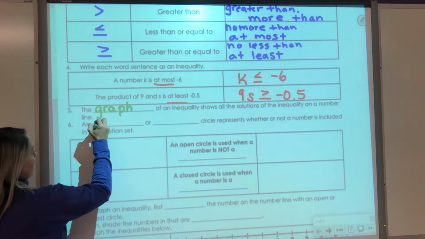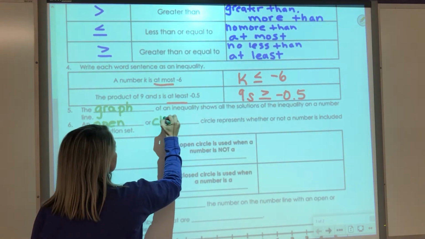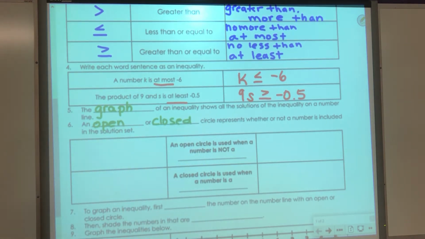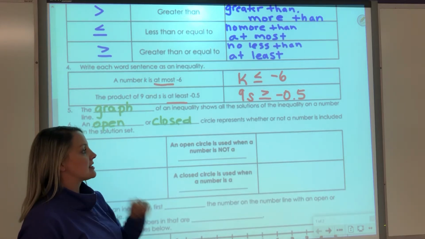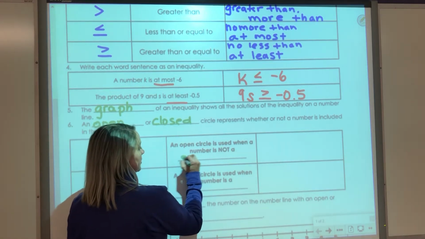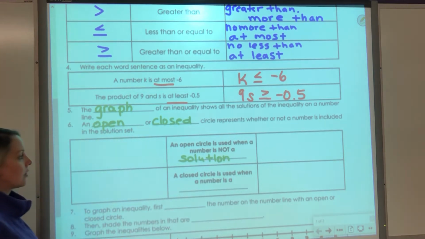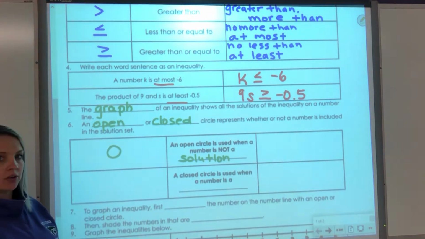An open or closed circle represents whether or not a number is included in the solution set. An open circle is used when a number is not a solution. Okay. So when we say an open circle, we literally mean an open circle.